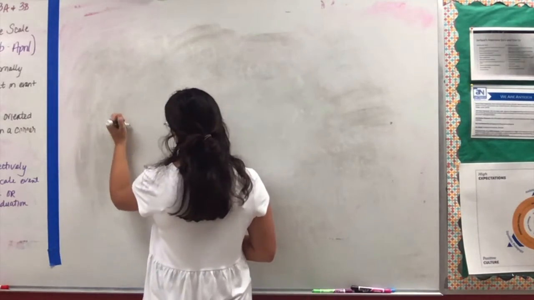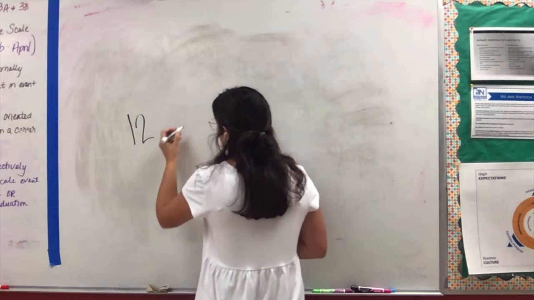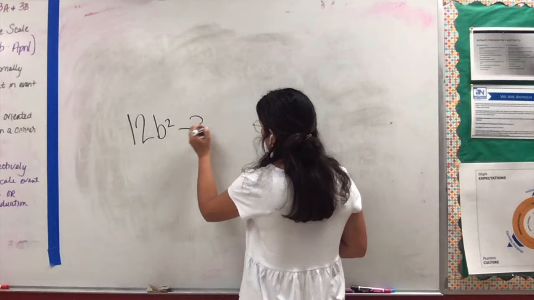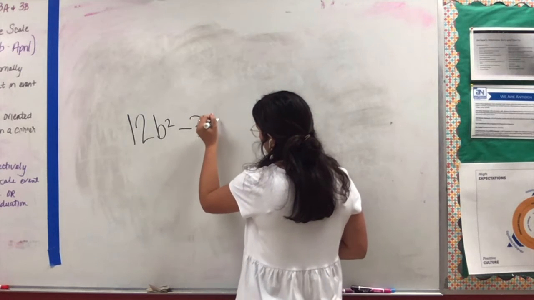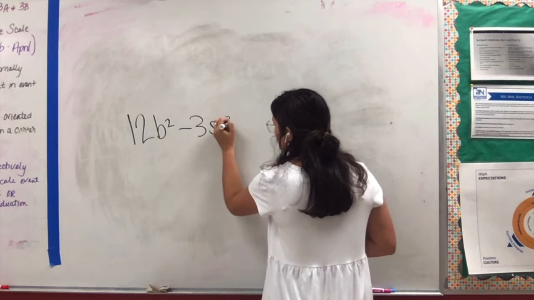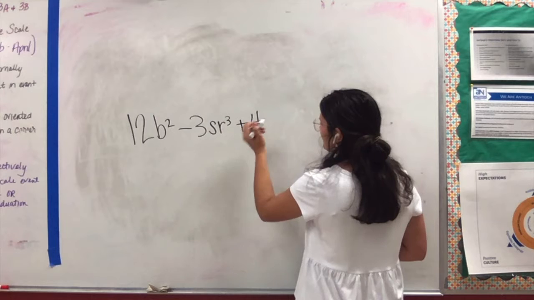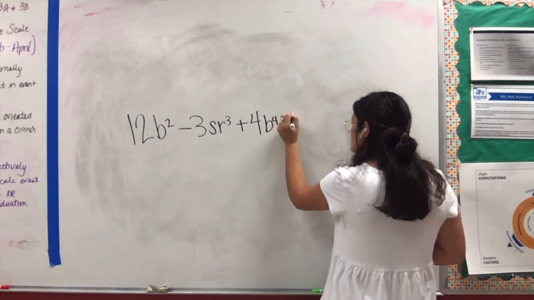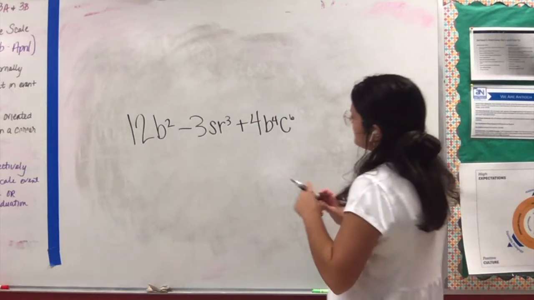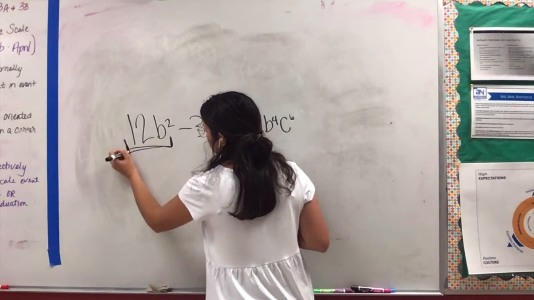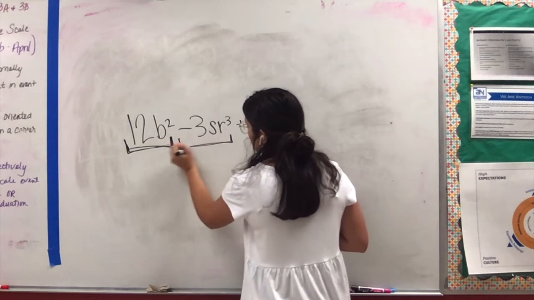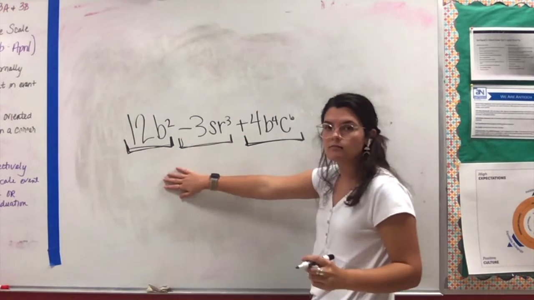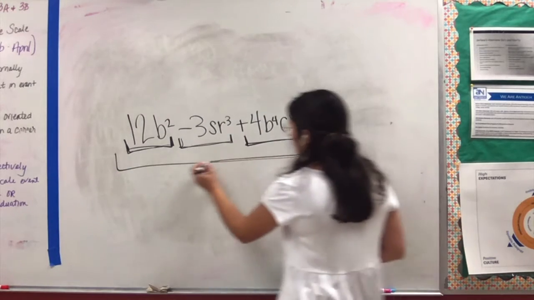We're going to have 12b squared minus 3sr cubed plus 4b to the 4th power c to the 6th power. There we go. That's a good one. All right, so we have 3 terms, right? There's 12b squared, negative 3sr cubed, 4b to the 4th power c to the 6th power. We have 3 terms. Put them all together, we get a trinomial.